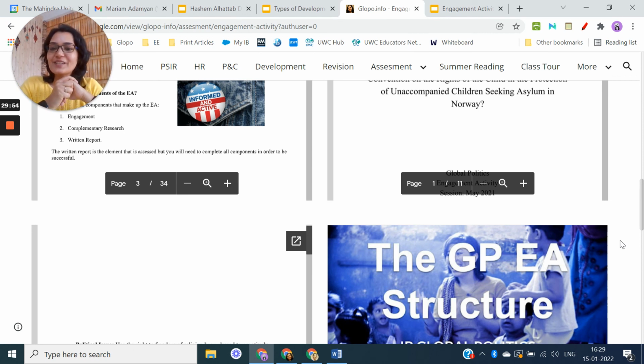When I was writing my engagement activity report, not that I was an IB student, but before becoming a global politics teacher, I attempted all of my assessments. First I did all my research, and when I started writing, it was a cakewalk for me because I had all the research. Think about how you can assemble your data and how you can write about it. I hope you find this video interesting and helpful, and you will be able to write your report very well.